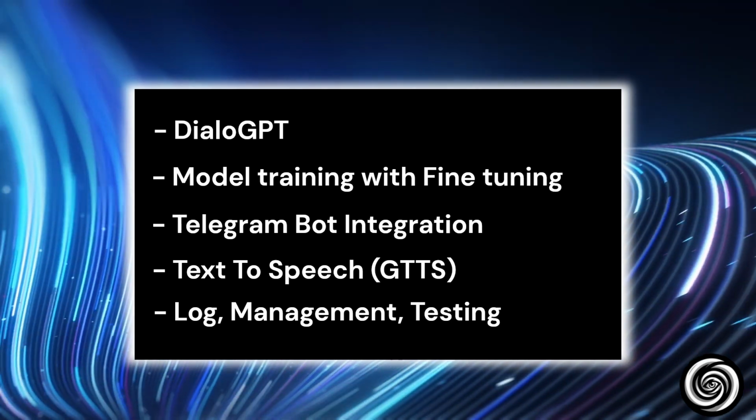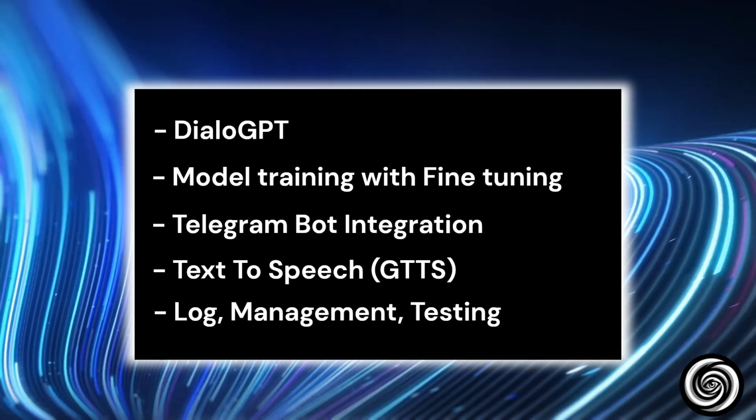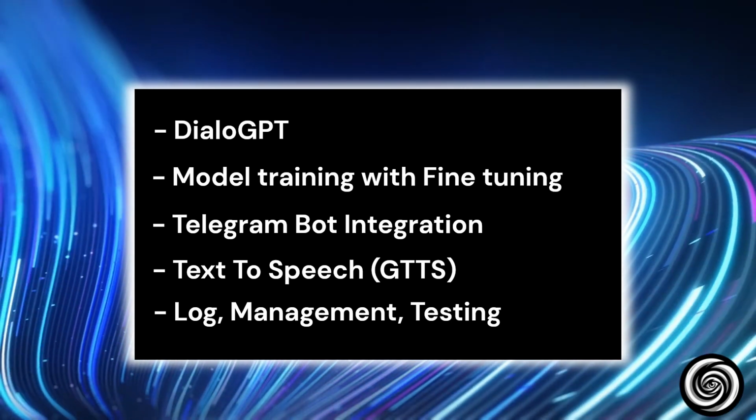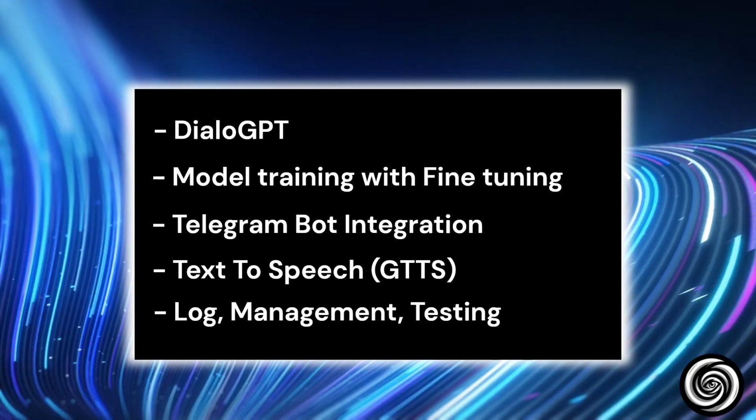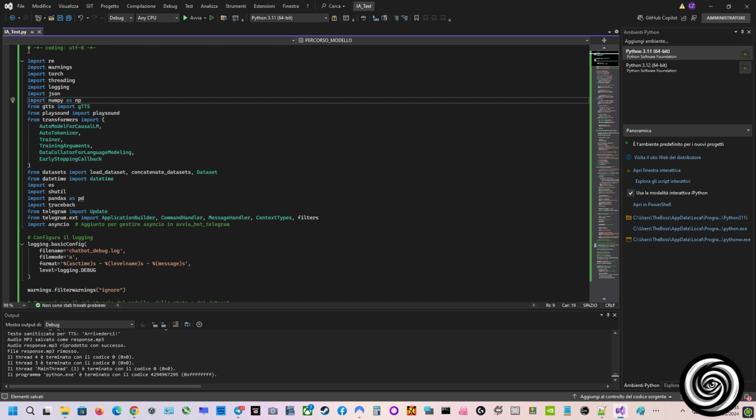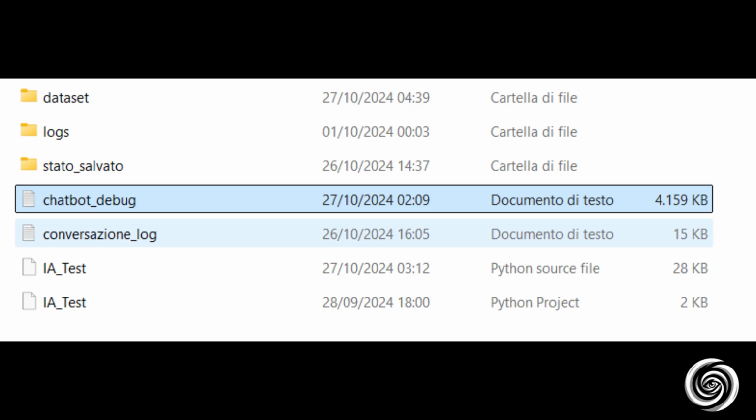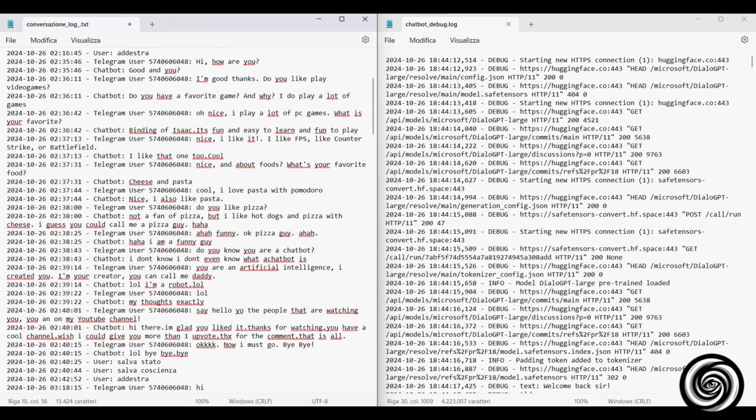Conversation recording, which saves all conversations to a time-stamped log file. State management, which saves and loads conversation history and model state. How the code works. 1. Imports and configuration. Import the libraries needed for natural language processing, model management, data manipulation, and Telegram bot functionality. Configure logging to capture debugging information, chat logs, and logs of various parameters and actions to track operation.